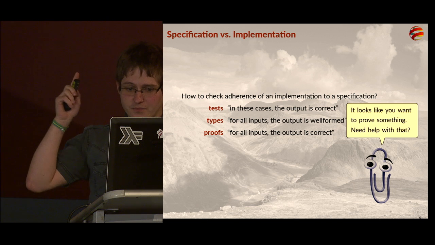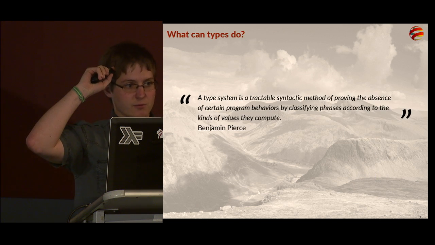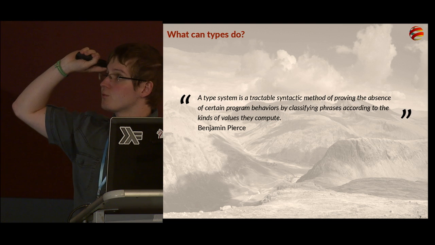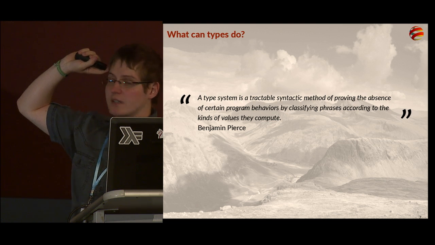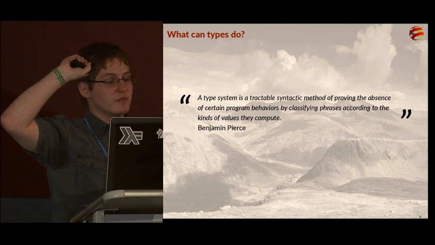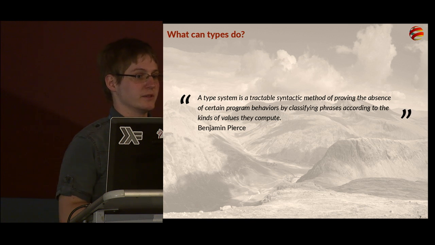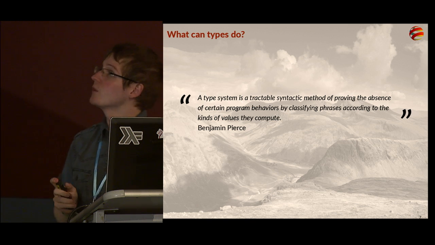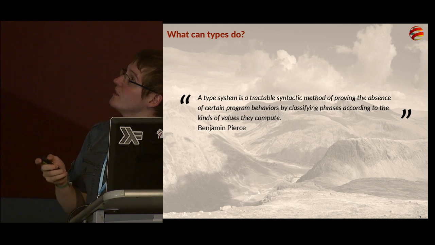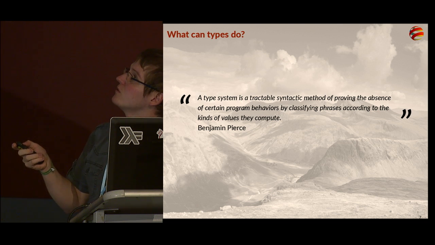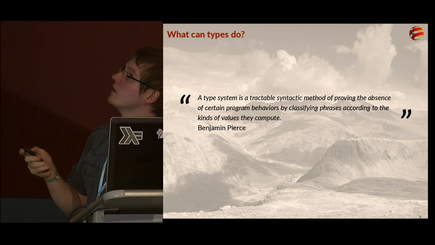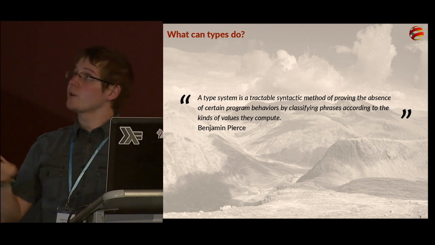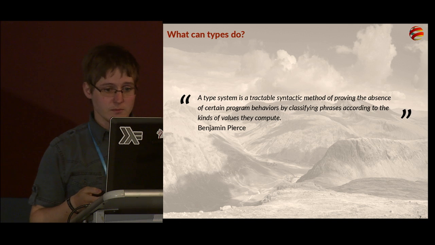Anyway, so you have seen in Edwin's talk a little bit about types, and I think it might actually make sense to recall what types actually are. So this is a definition of Benjamin Pierce, which I think is the canonical definition. There are other definitions of types, but this is the one I'm going to stick with. And Benjamin Pierce says that types are basically syntactic. That's the most important point, and they classify phrases, so expressions of your program, according to values they compute.